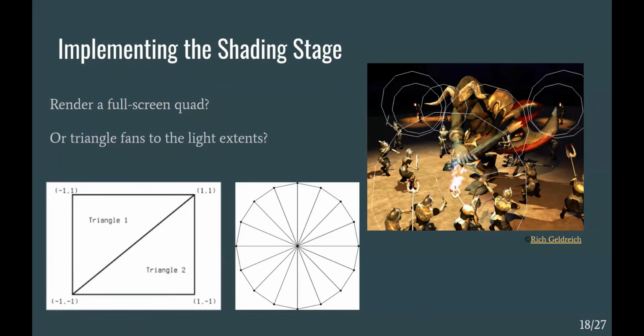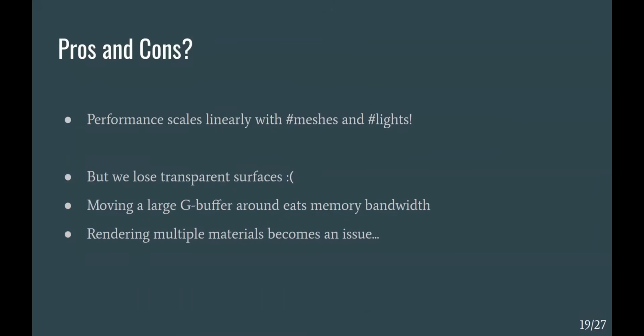So overall, deferred rendering, what are the pros and cons? The biggest pro is that performance scales linearly with meshes and lights. This is the point of deferred rendering. But there are a lot of downsides to this. We lose the ability to do transparent surfaces. As well as that, moving around this huge G buffer just eats memory bandwidth that we could really use for other things.